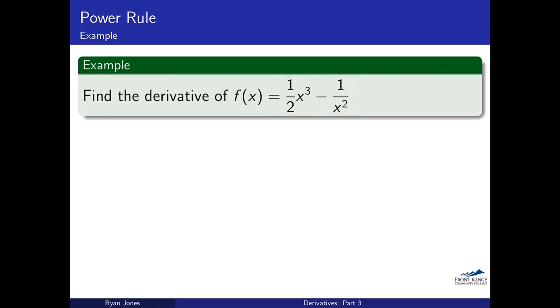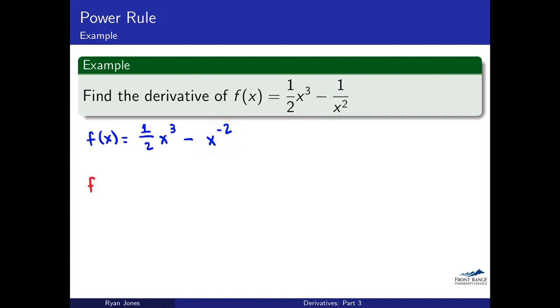I've got f of x equals 1/2 x cubed minus 1 over x squared. I want to rewrite that though, because that to me does not look like the power rule. It looks kind of funky. So I'm going to rewrite this as x to the -2, and that's just me taking this 1 over x squared and rewriting that with a negative exponent. And so at this point, I can use my power rule as well as a couple of those derivative properties that we've been seeing.